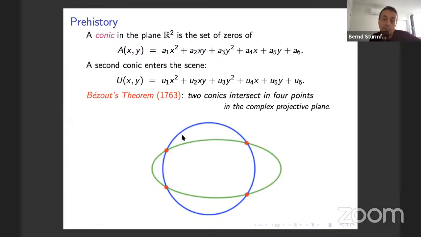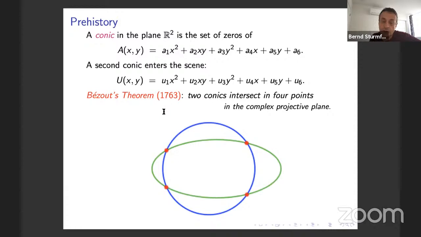And for example, a typical conic might be the circle in blue or the ellipse in green. Now let's say a second conic enters the scene, which we call capital U, which also has 6 coefficients, U1 through U6. Then these two conics, according to Bezout's theorem, will always intersect in 4 points. So you can see the blue conic and the green conic intersect in 4 points. And this is a special case of Bezout's theorem from 250 years ago.